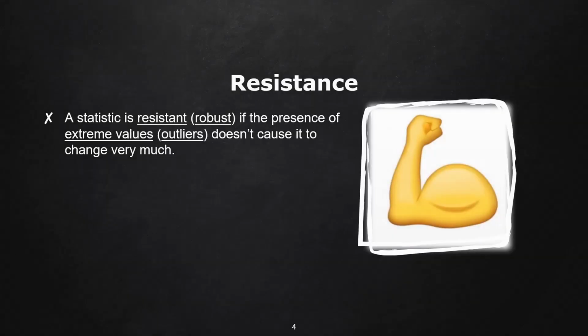Before we get into the measures of center, I do want to talk about resistance. A statistic is resistant if the presence of extreme values doesn't cause it to change very much. Some books also call resistance robustness, so you can see either of those two or both. And extreme values are typically called outliers, so that's the more common term for it. Some statistics are more robust than others, and later on, once we get to these statistics, I'll tell you which ones are resistant and which ones are not. So yeah, let's get to it.